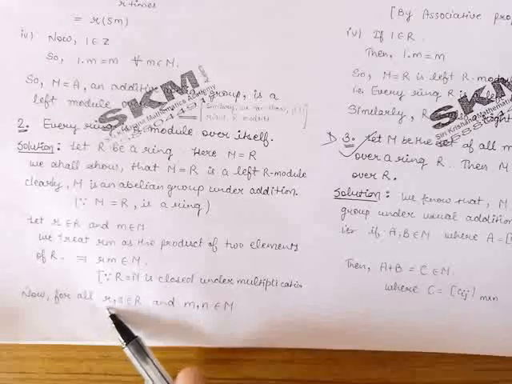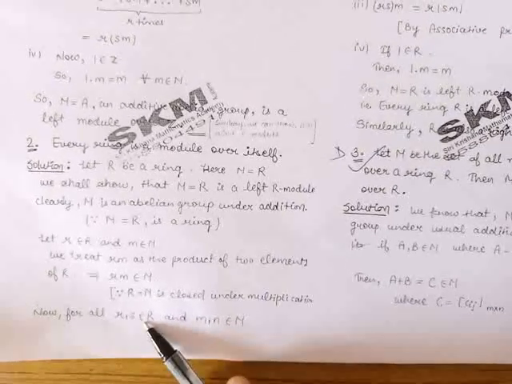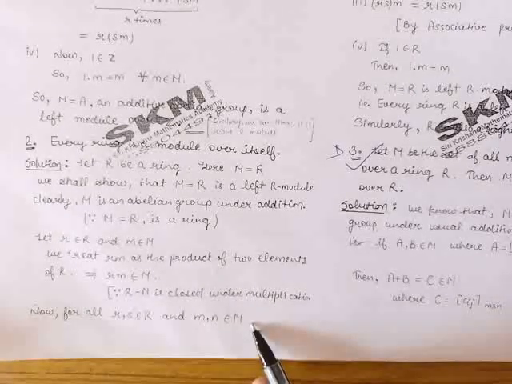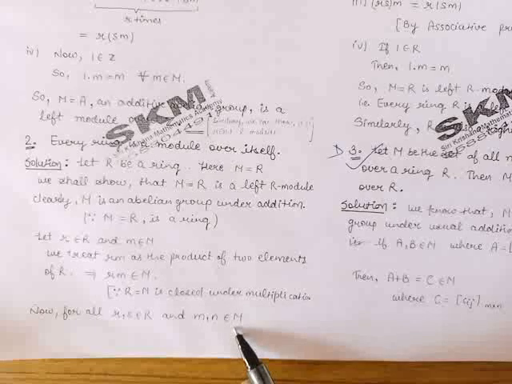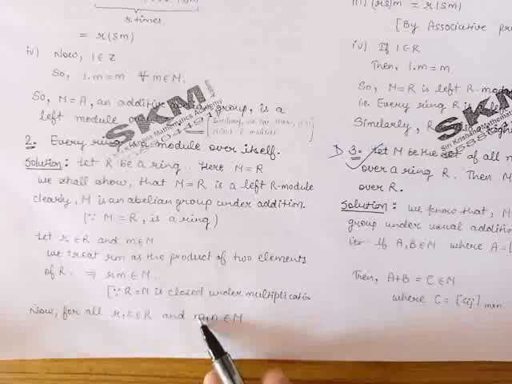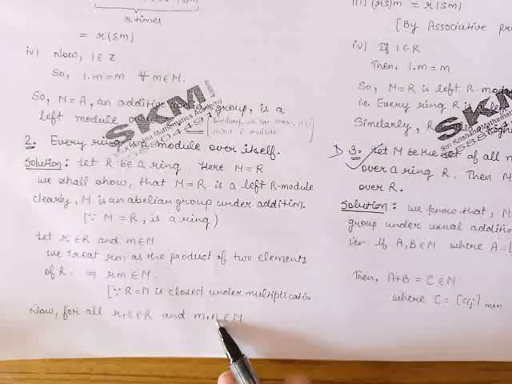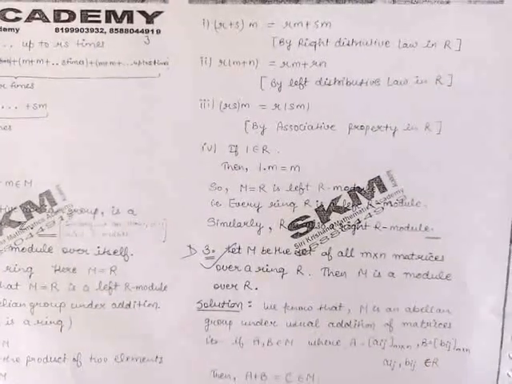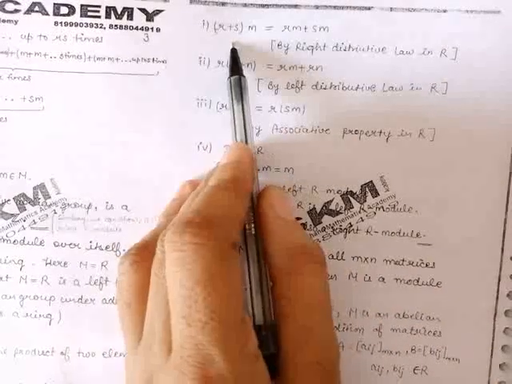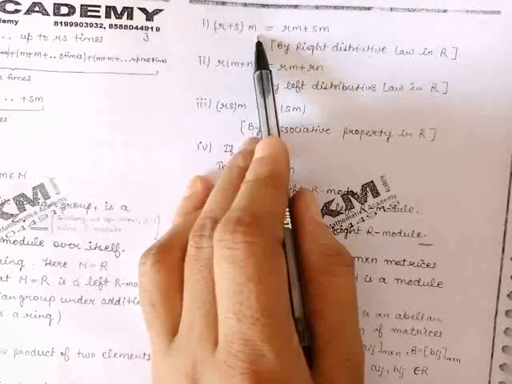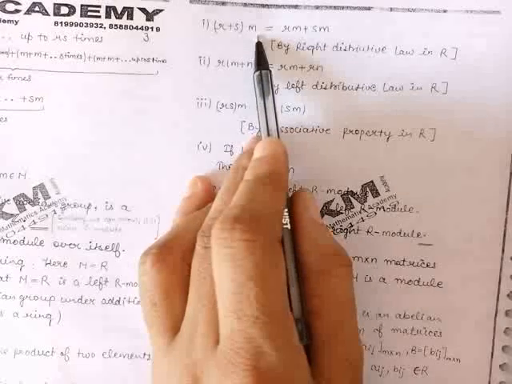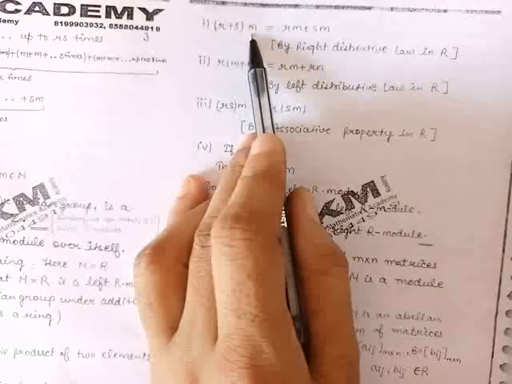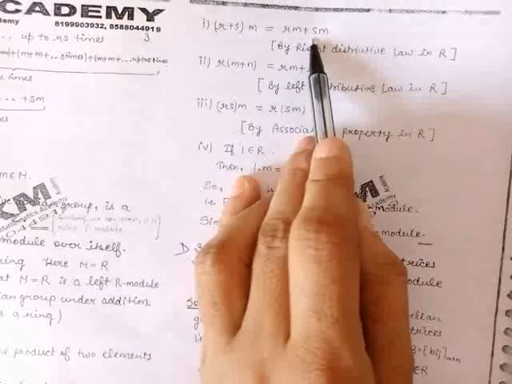Let us take R and S, 2 elements belonging to the ring R, and 2 elements M and N belonging to M. M is actually the ring R, so M and N are also elements of the ring R. Now let us verify the conditions. First condition, (R plus S) into M. Because in a ring, the right distributive law holds, by that law this can be written as Rm plus Sm.